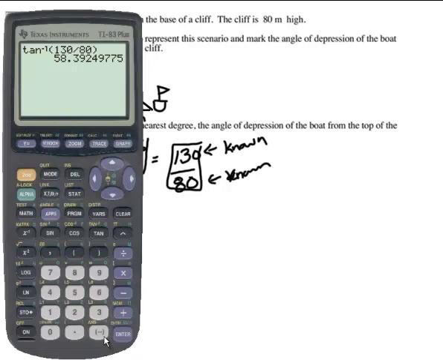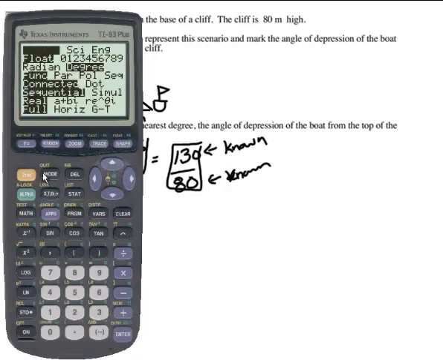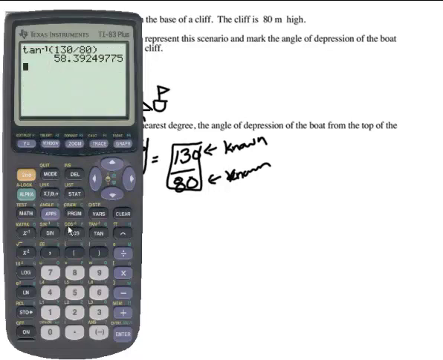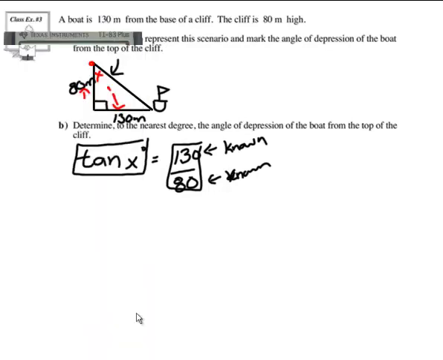If you punch that in and didn't get the exact same answer, make sure you're in degree mode. I know I say that all the time. Make sure you're in degree mode. They want us to round to the nearest degree. So the nearest degree would mean that that angle of depression is equivalent to 58 degrees.